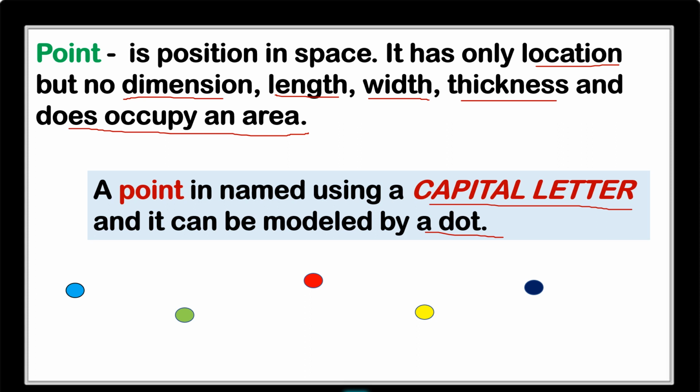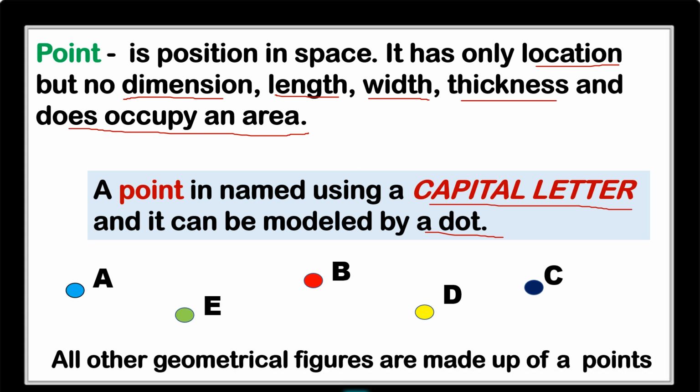If I represent this as a point, I may say that this is point A. I have point B, point C, point E, and the last one is point D. Again, we have to remember that a point is represented by a capital letter. All other geometrical figures are made up of points.